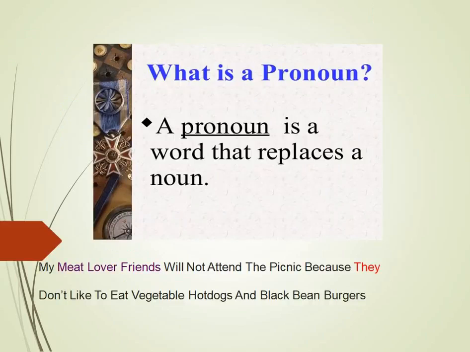Let's start. Before you know what pronoun referencing is, you need to know what a pronoun is. A pronoun is a word that replaces a noun. Look at the example at the bottom. My meat lover friends will not attend the picnic because they don't like to eat vegetable hot dogs and black bean burgers. So you see, my meat lover friends and they are highlighted. So they is actually referring to meat lover friends. So this is the way you will proceed in pronoun referencing. This is a very simple example, but this is the beginning of your understanding.